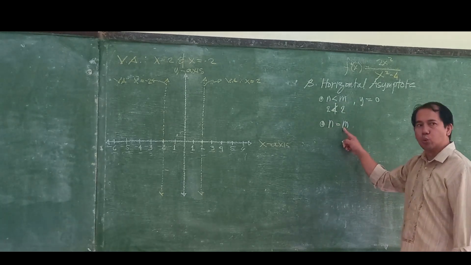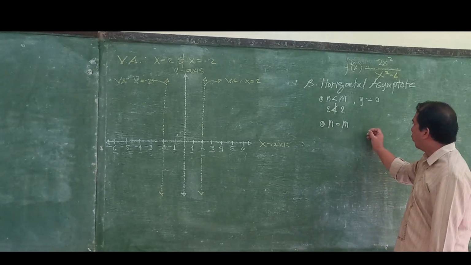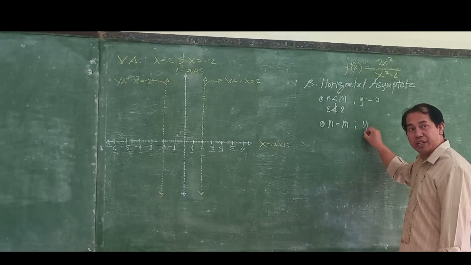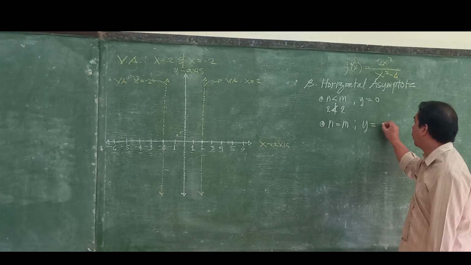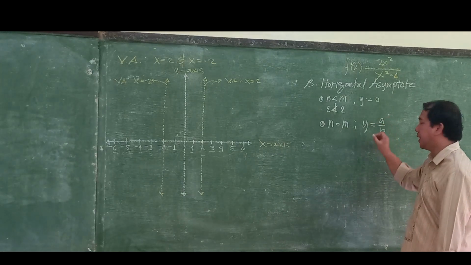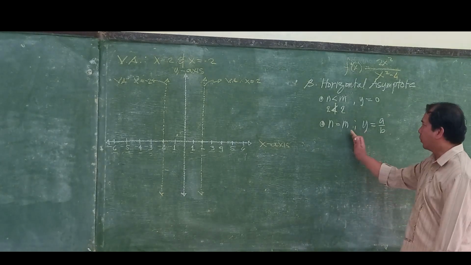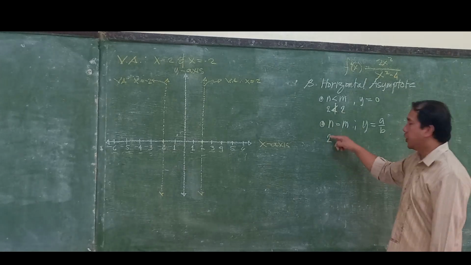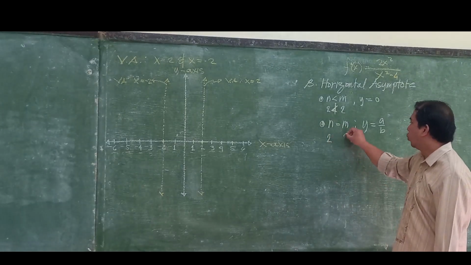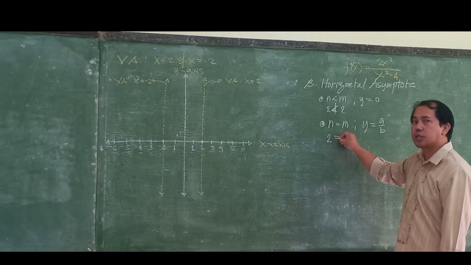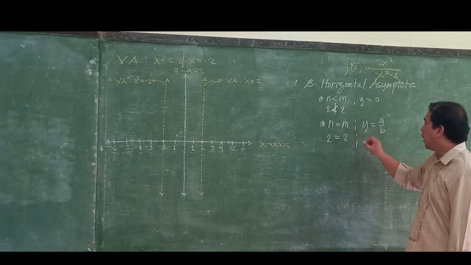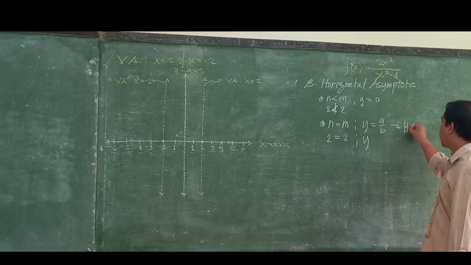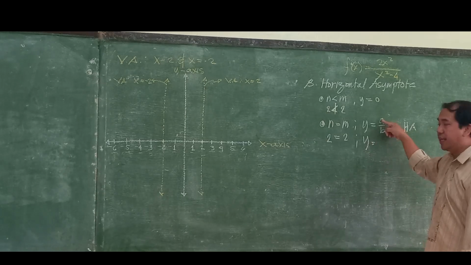But we have the condition number 2. n is equal to m. Notice that when we have this condition, the value of your asymptote is y equal to a over b. Now, let's try to have the exponents. What is the value of n? n is 2. What is the value of m? 2. Is it equal? Yes. So, meaning, our horizontal asymptote is defined by a over b.